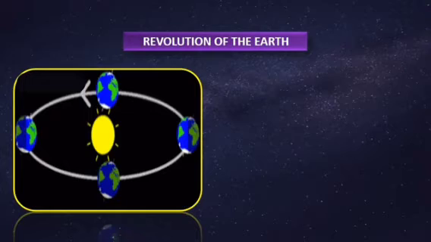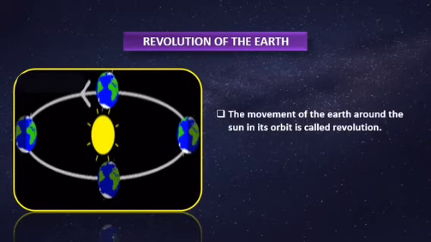Children, you have understood what is rotation. Rotation is the movement of the earth on its own axis from west to east. While the earth rotates, it also revolves around the sun. The movement of the earth around the sun in its orbit is called revolution.